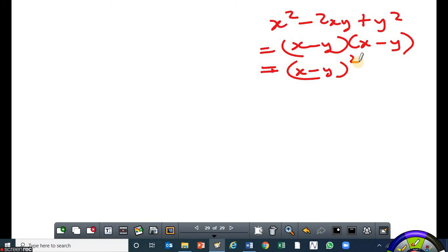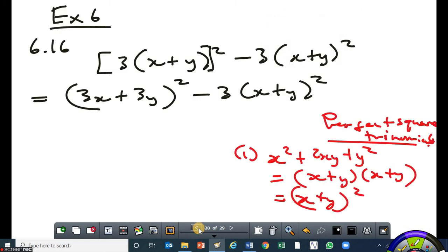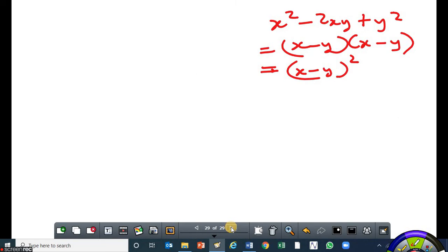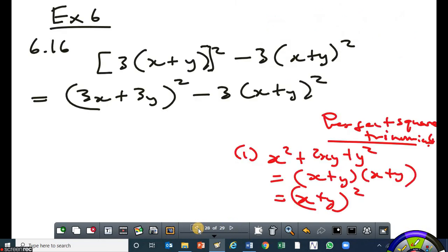Now check this. This one here, the binomial factor has got an addition sign between x and y. For this one, there is a subtraction sign. Okay? So, why do we need that? For the question that we are doing now, 6.16, you need this knowledge. And also from now on. Okay? So I can carry on from here.